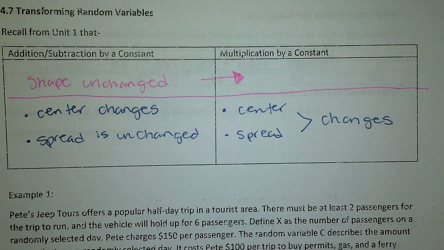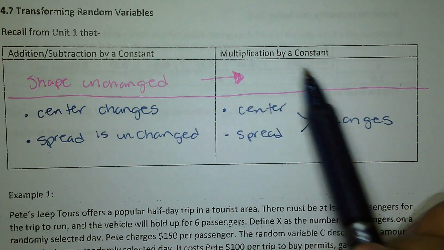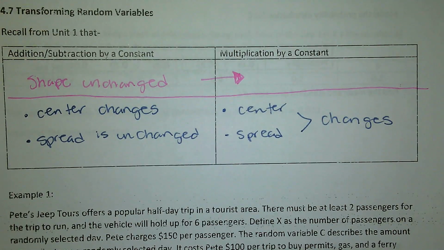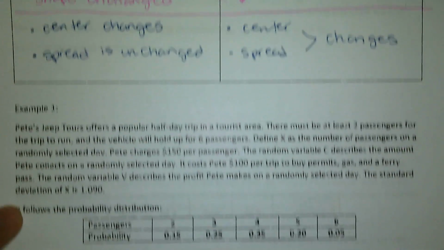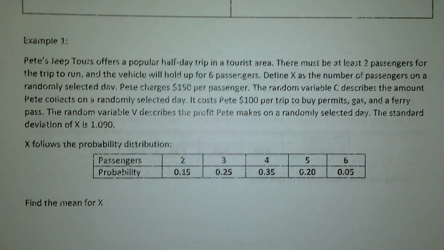And that's just because we're taking the data set and we're moving it, or we're taking this data set and we're expanding it out. So it just depends on which type of operation. And similarly, division is the same thing as multiplication by a reciprocal. So we're not going to bother too much on that right there. So let's look at an example.